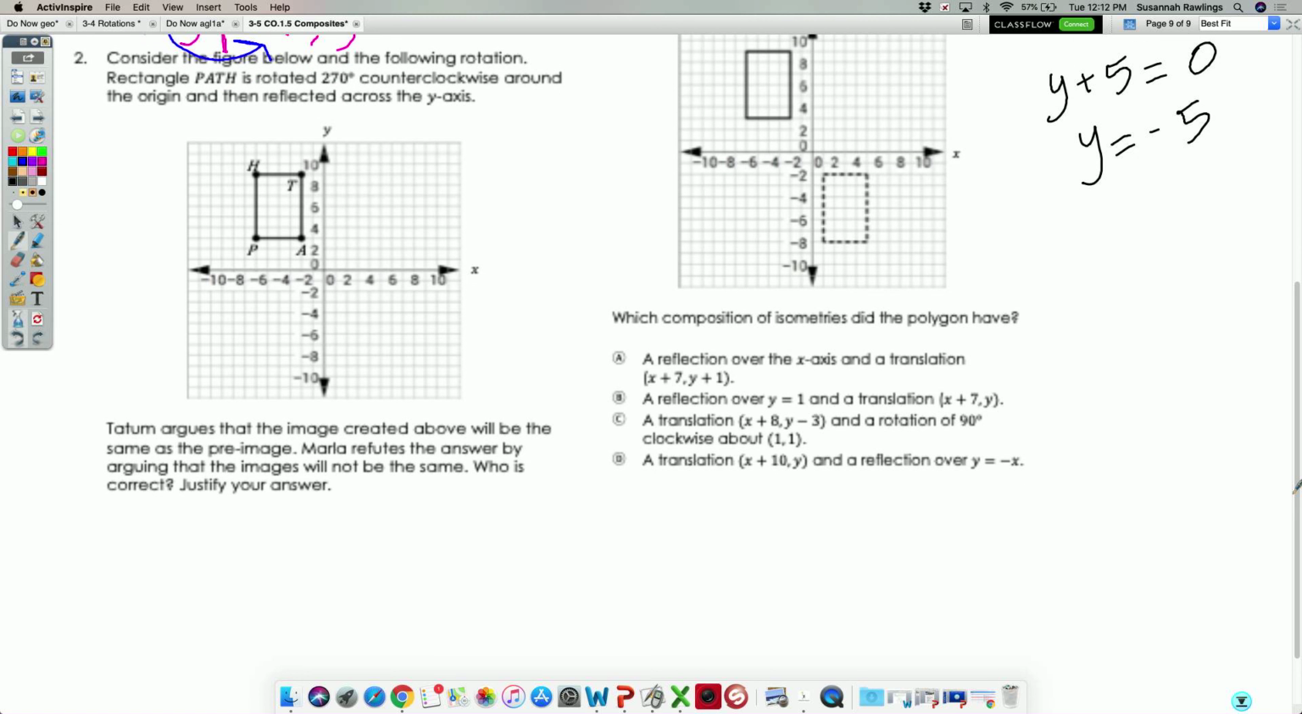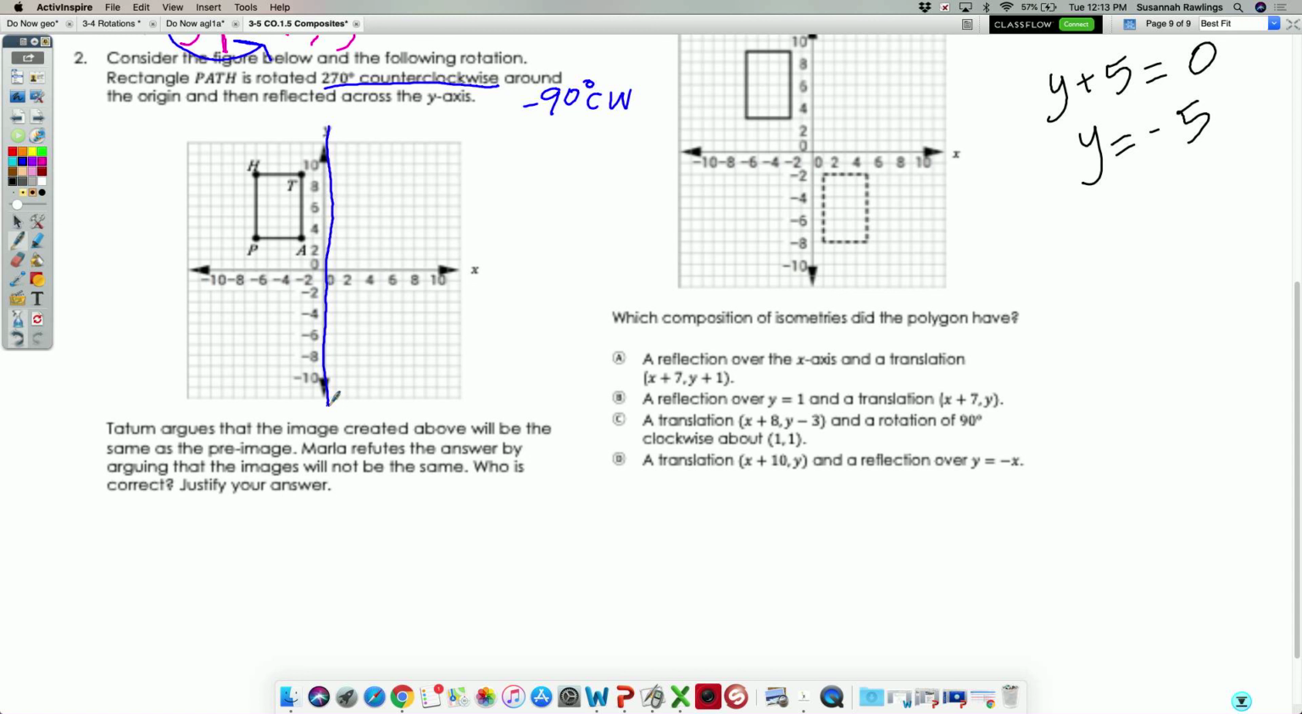Okay, this one says, consider the figure below in the following rotation. Rectangle path is rotated 270 degrees counterclockwise. Let's rewrite that. How can I rewrite 270 counterclockwise? Negative 90 or 90 degrees clockwise. Okay, and then reflected across the y-axis. Let's go ahead and just highlight the y-axis so we don't get confused there. So we are rotating it 90 degrees clockwise and then reflecting across the y-axis.